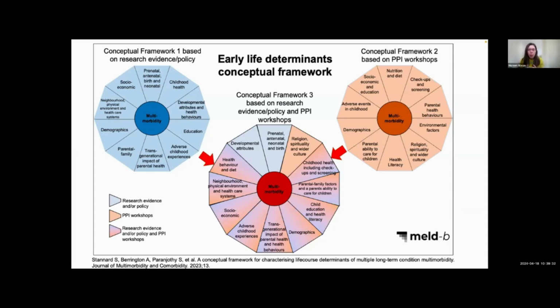And then when we put them together, there were 12 domains of early life determinants of multimorbidity based on the literature, based on some policy review, and also on PPIE. So these were our domains, and our challenge was to map them against our data.